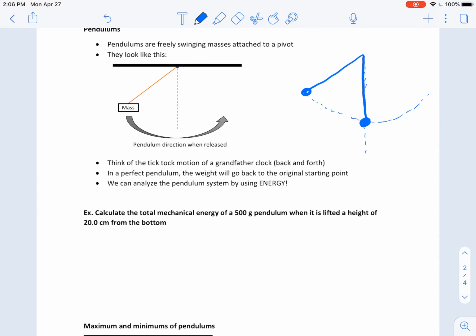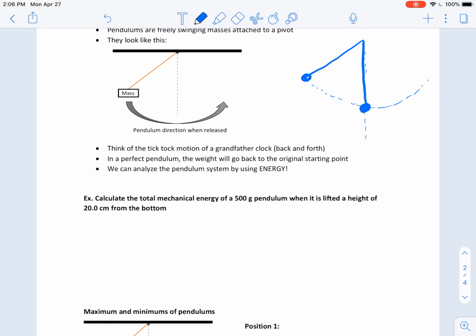But in a perfect pendulum, this would go once and come back and end up exactly where it started. It would not lose any energy. So that's what we're going to look at for Science 10, is perfect pendulums only, where it goes one way and then comes back all the way up to where it started. Perfect. We can analyze this using energy. Actually, I'm going to leave that there for a second.